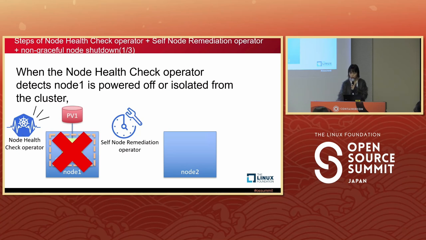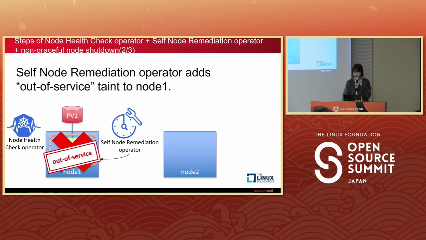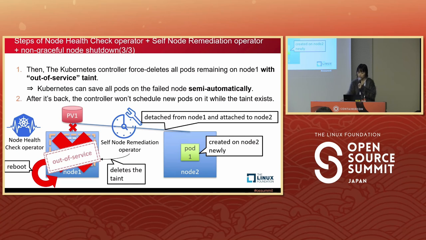Then, when node health check operator detects node 1 is unhealthy according to this YAML file, self node remediation operator adds out of service taint to node 1. Basically, the following steps are almost the same as what I explained a few minutes ago. The different point is that the failed node is rebooted by watchdog or some other mechanism like BMC. If the failed node is rebooted and there are no terminating pods or some other objects, self node remediation operator deletes the out of service taint.